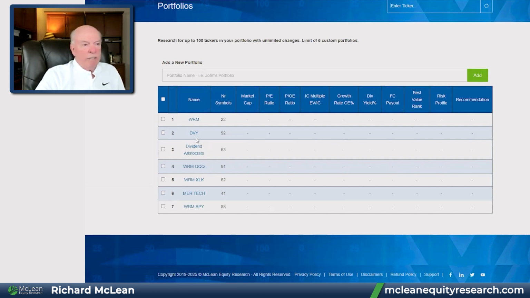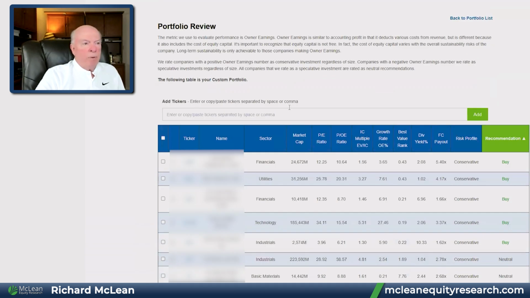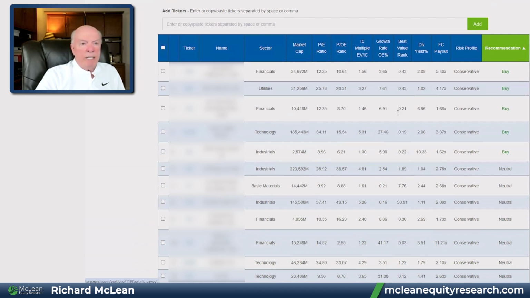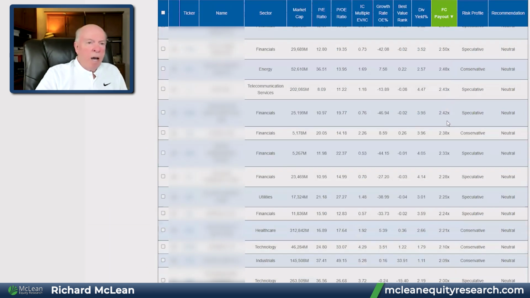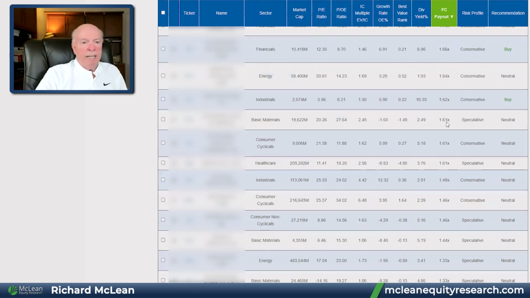And what I've done is, see, this is DVY, a dividend ETF. I think they have 100 stocks in it. I only could show 92. So I bring this in and I put in free cash payout ratio. What we're going to do is find out, of the stocks in this dividend ETF, and the only reason to buy a dividend ETF is for the dividend. You're not really buying it for big time growth. But here are all the stocks that have positive free cash to pay the dividend.